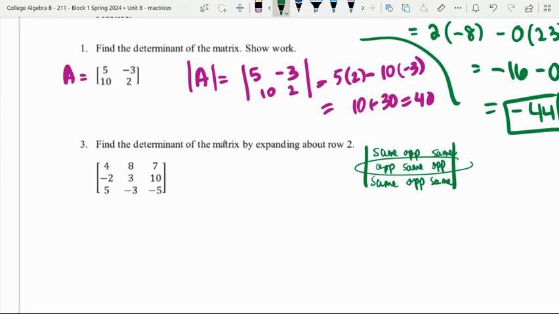So opposite of the -2, I'm going to start with a +2. Cross off the row and column with that number. Again, I did the opposite of what's in that spot. So then I'm left with 8, 7, -3, -5. So that's the first number in that row. The next number in that row is 3, and it's in the same spot. So we do +3. Cross off the row and the column with the 3. And what remains is 4, 7, 5, -5.